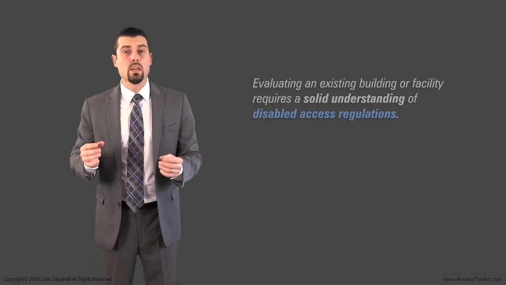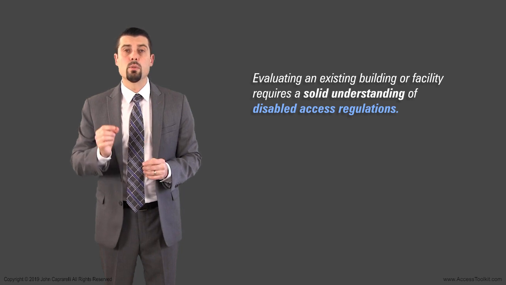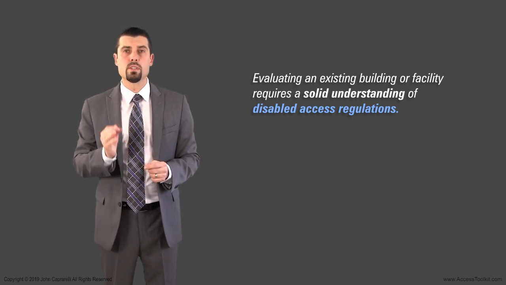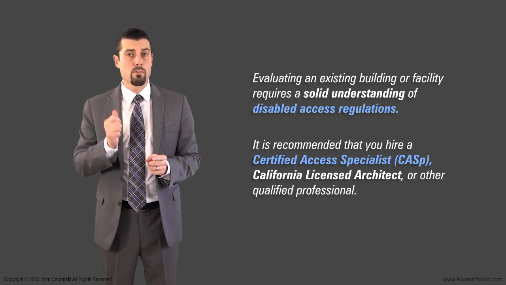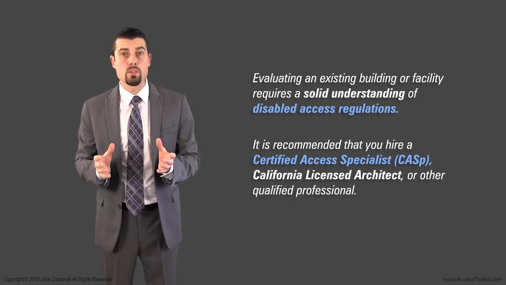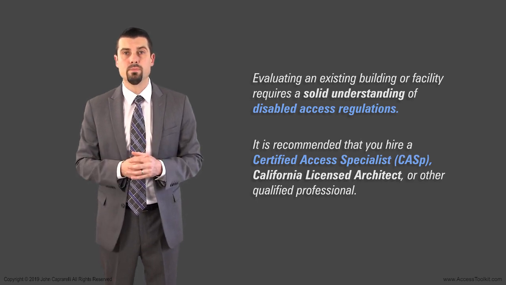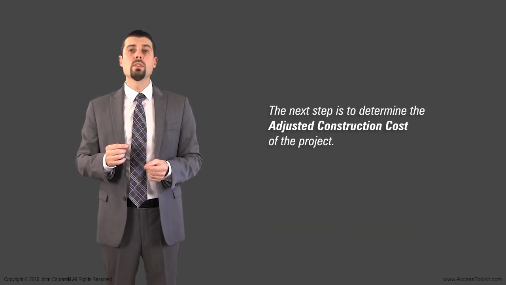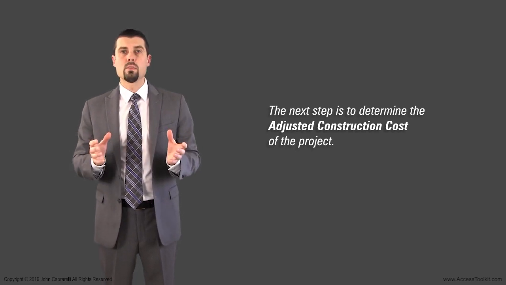As you can see, evaluating an existing building or facility is a complicated job that requires a solid understanding of disabled access regulations. It is recommended that you hire a certified access specialist or CASP, a licensed architect, or a qualified designer. The next step is to determine the adjusted construction cost of the project. Let's take a look at the improvements proposed for our example project.